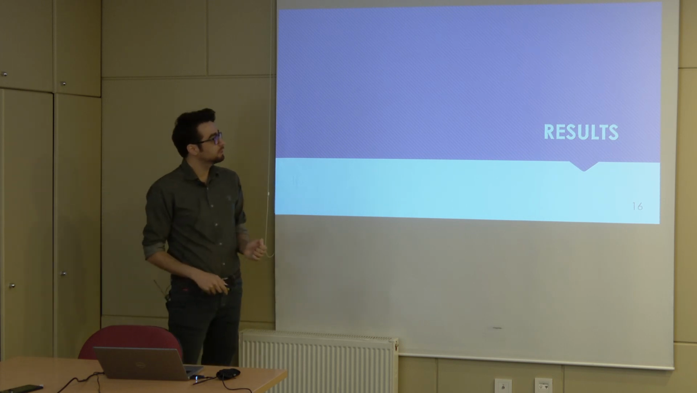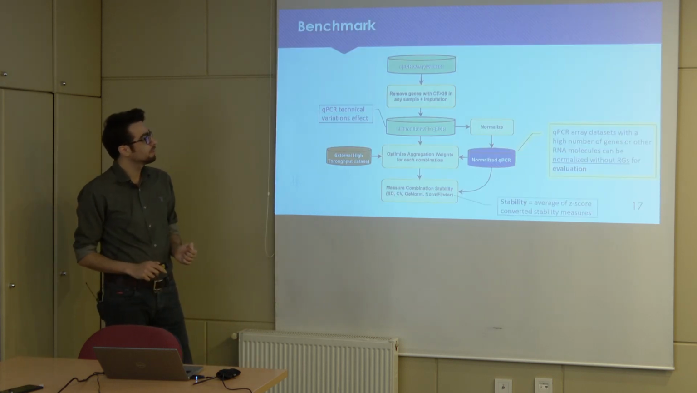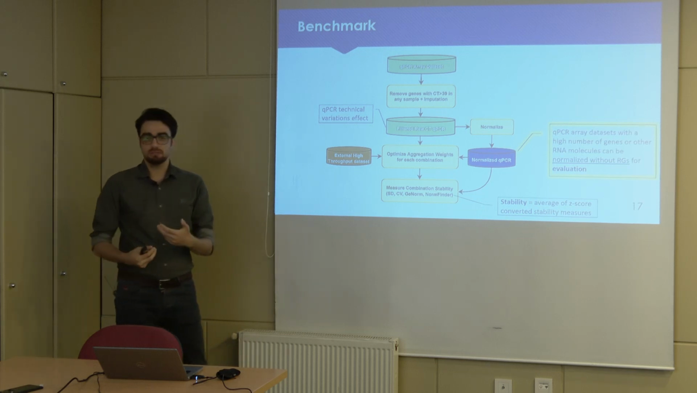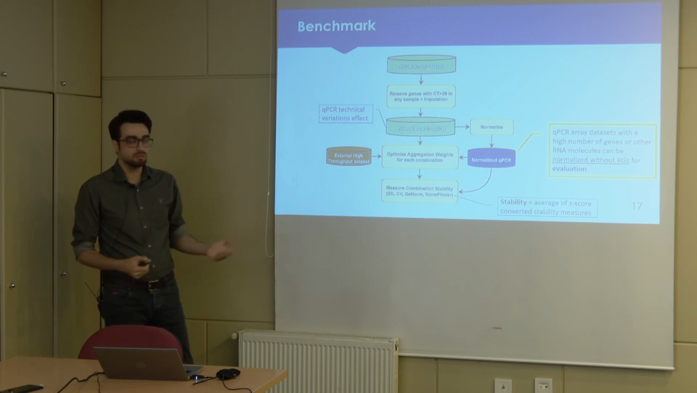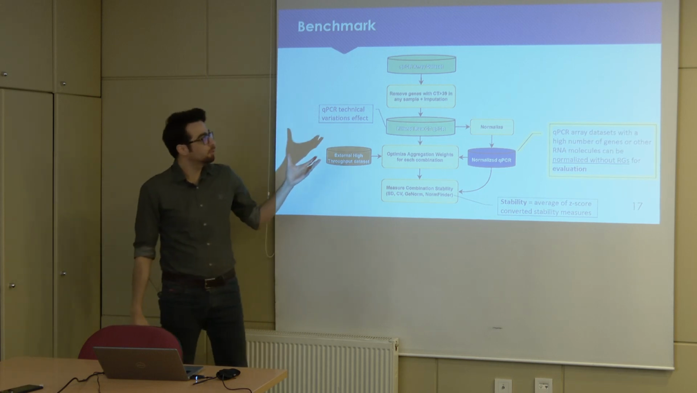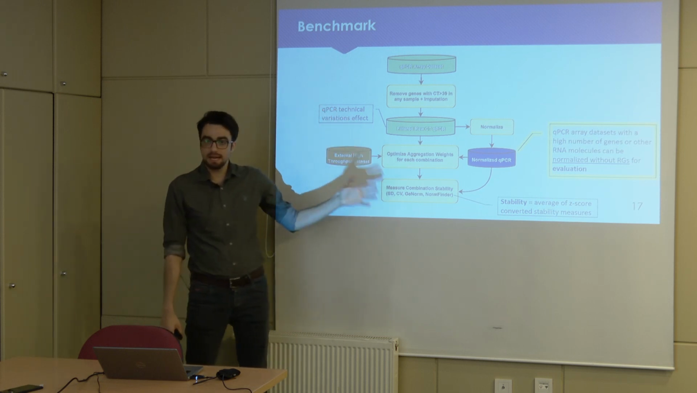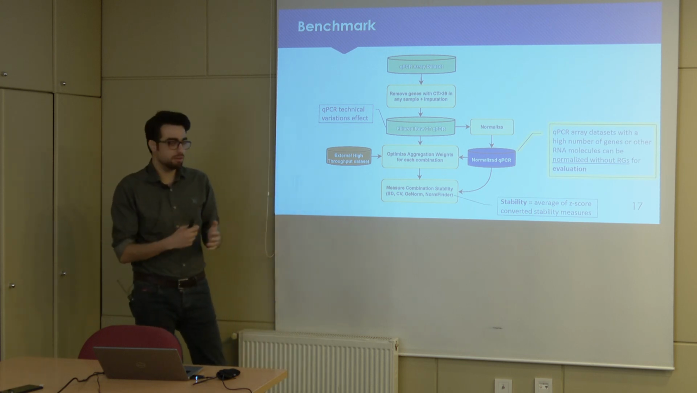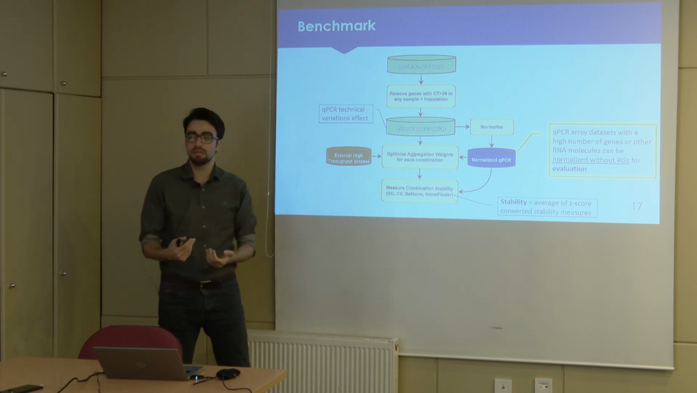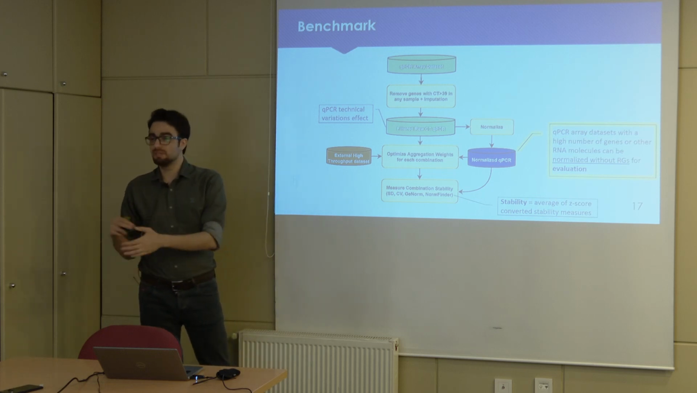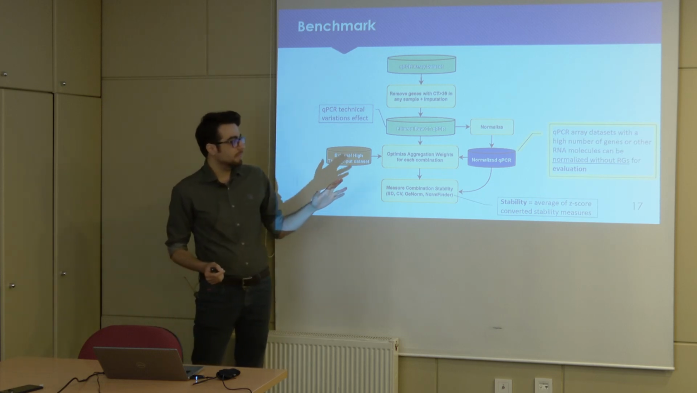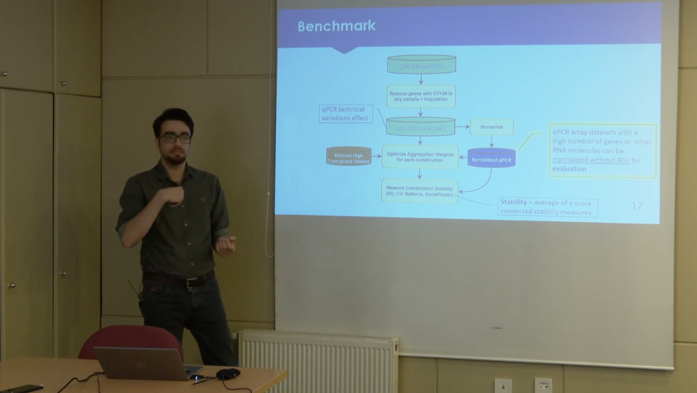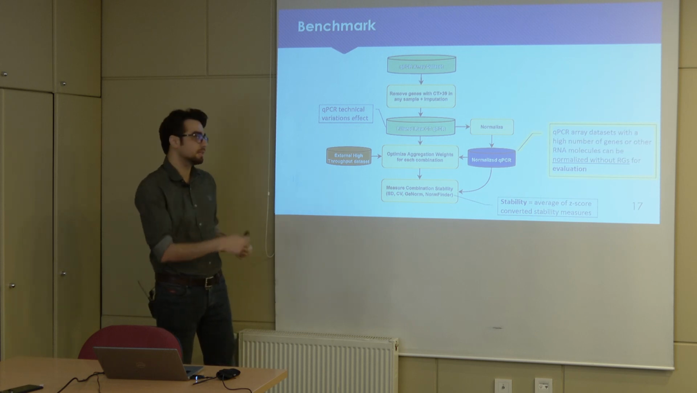So now I'll explain the results. We designed a benchmark to evaluate these proposed methods and the previous works. The main point here is we use qPCR array datasets. These datasets have a high number of genes or other RNA molecules, so you can normalize the data without a reference gene. So we have a golden standard for the normalized data, and we can compare against this and calculate the measures on that.